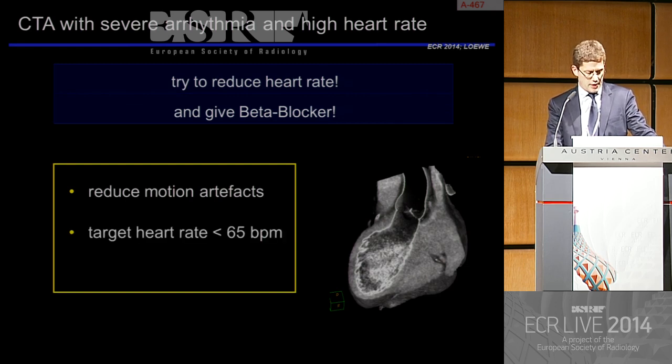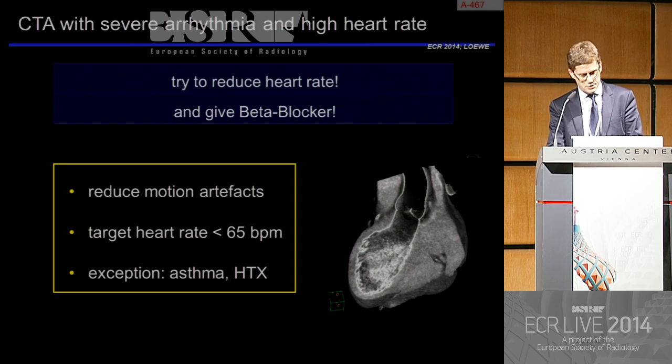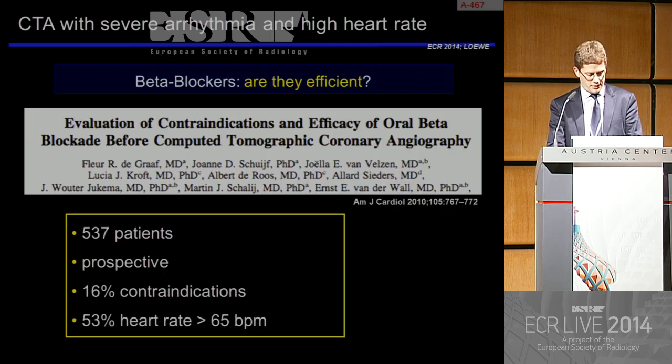You can reduce the motion artifacts. Giving beta blockers can help to reach the target heart rate below 65 beats per minute, and there are only very few exceptions for the administration of beta blockers.